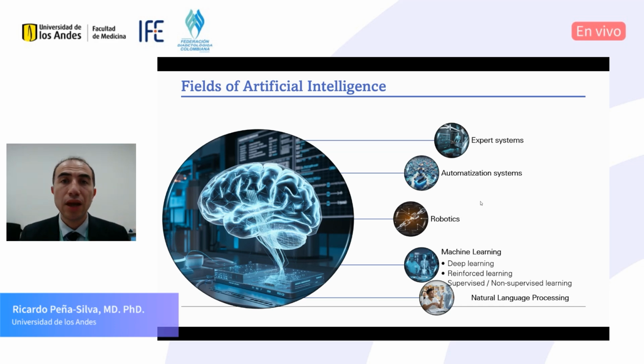Machine learning, that has several subdivisions, for example, deep learning, reinforcement learning, supervised and unsupervised learning. And finally, we have natural language processing that, as I mentioned before, is the foundation for the large language models such as ChatGPT.